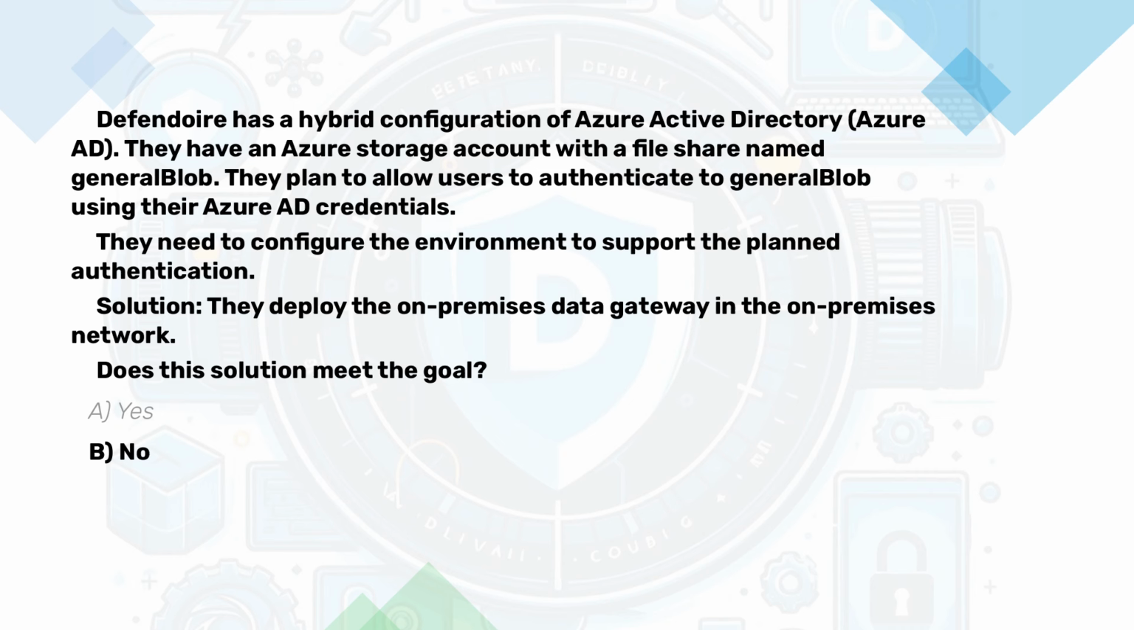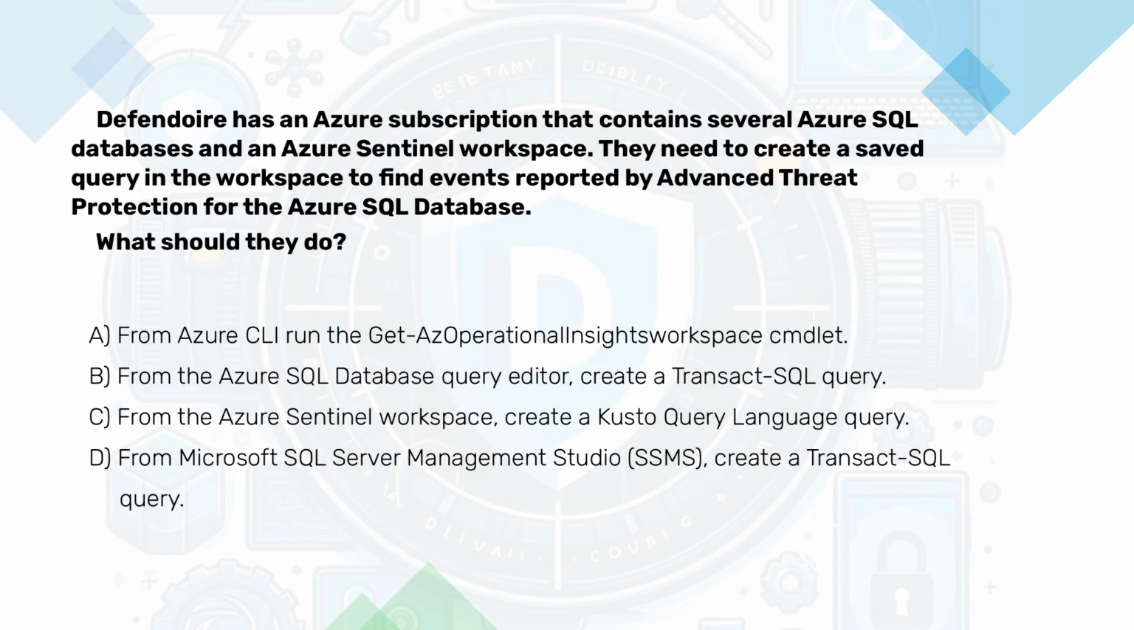We have an Azure subscription that contains several Azure SQL databases and an Azure Sentinel workspace. We need to create a saved query in the workspace to find events reported by Advanced Threat Protection for the Azure SQL database. What should we do?